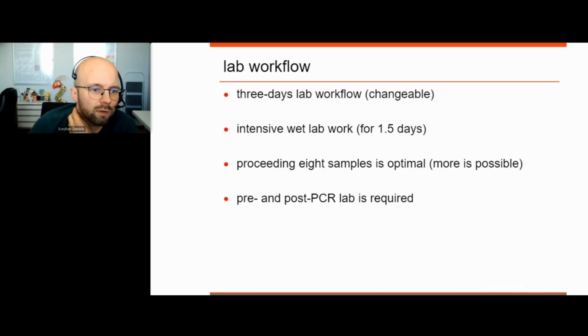So the lab workflow, Mary already told it in the beginning, normally takes 3 days, but it is changeable. I will show this on the next slide. We have intensive wet lab work for approximately 1.5 days. In our lab, processing 8 samples in one experiment is optimal, so you have only 7 when you also run control samples. More is possible for sure, but then the lab work gets very expensive and intensive. A pre- and a post-PCR lab is required for the workflow.